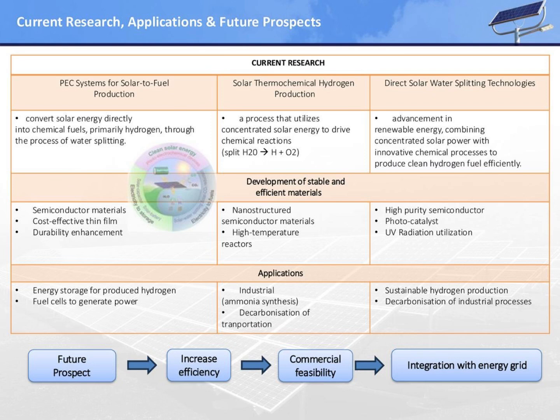The last one is integration with the energy grid. For example, direct solar water splitting technology can be integrated into renewable energy grids, providing a reliable source of hydrogen that enhances overall system stability and resilience.